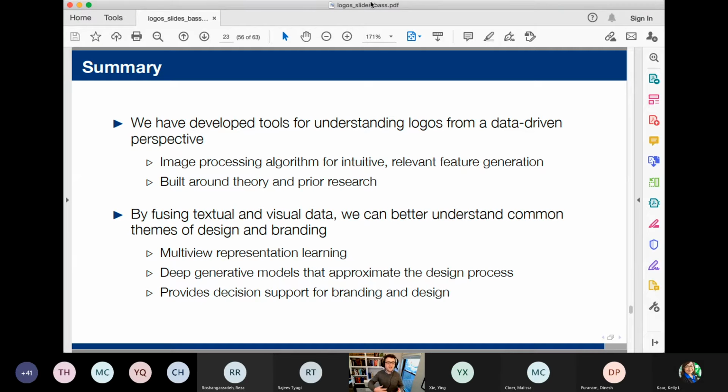By fusing together textual and visual data, we can better understand these common themes of design and branding, and in particular, use this for creative tasks and for providing decision support for this classical creative task, making it a little bit more data-driven.